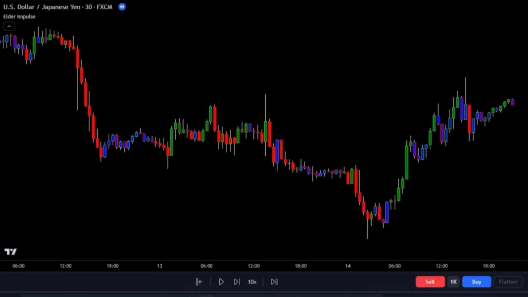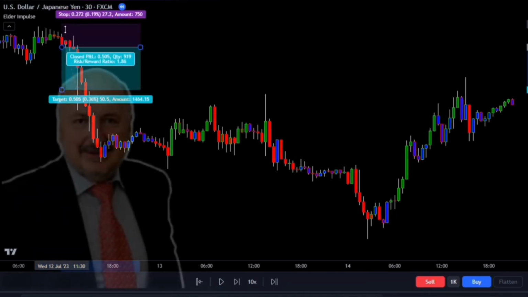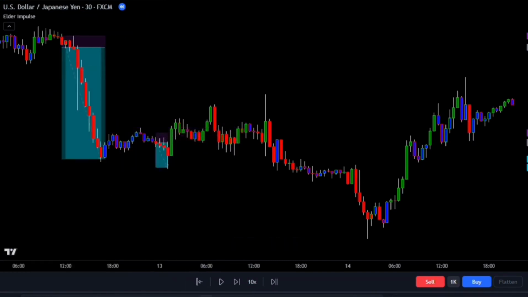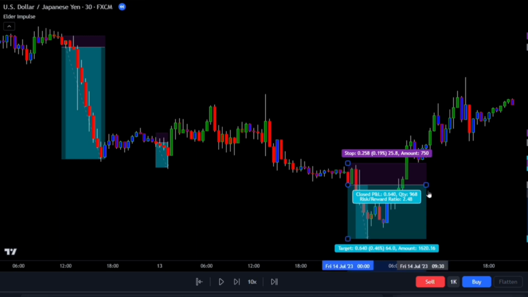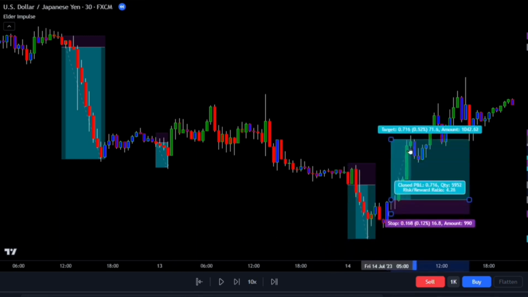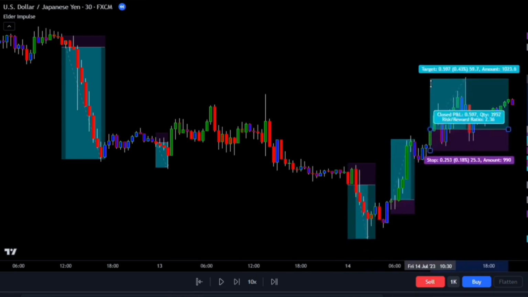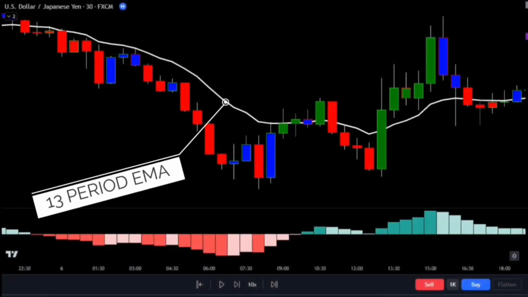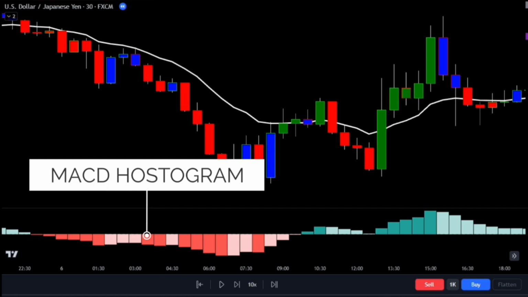The Elder Impulse system is a strategy created by Alexander Elder, a trader and author who knows a lot about technical analysis. The idea behind this strategy is that the market moves in cycles, shifting from low volatility to high volatility. To figure out what's going on, the system uses two indicators, a 13-period EMA and the MACD histogram.